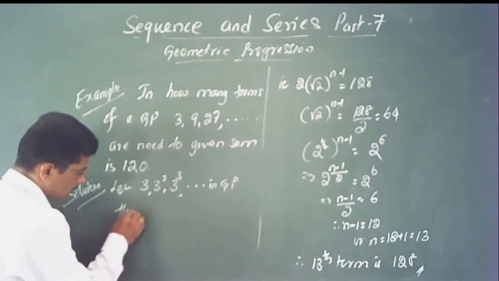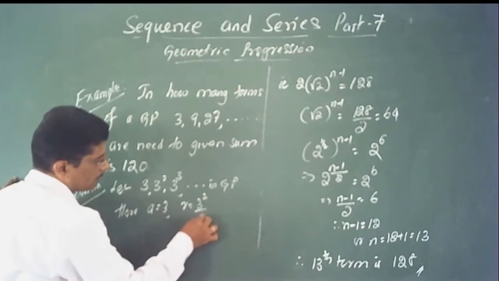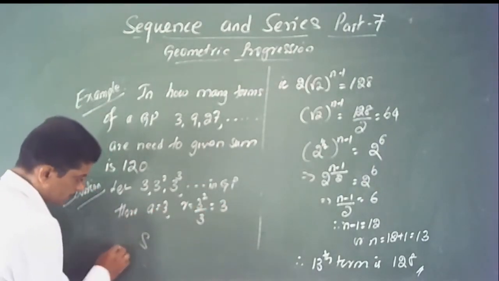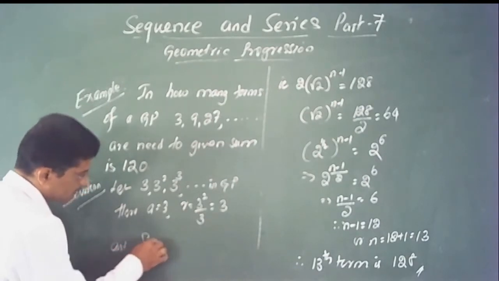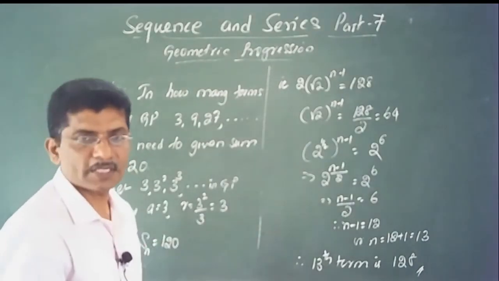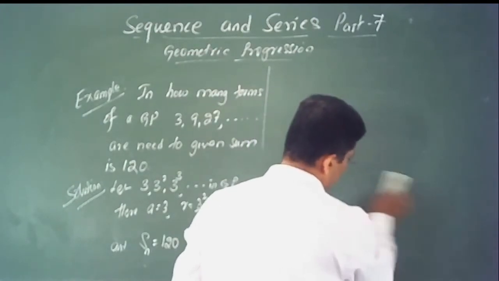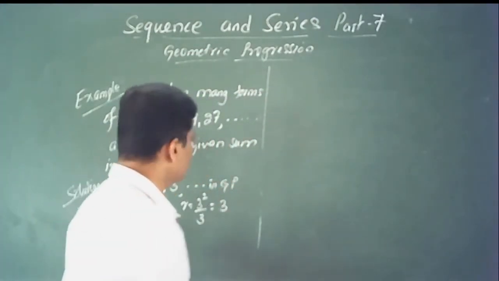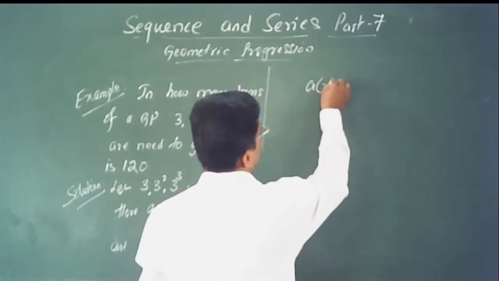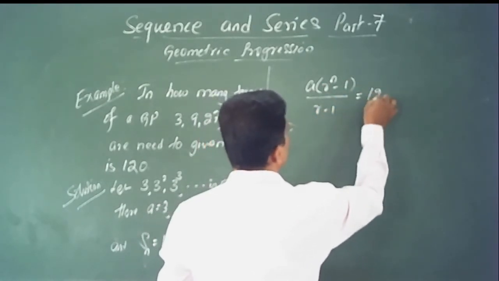Here a is equal to 3, r is equal to 3 square divided by 3, it means 3 is the GP, a and r. And also given that the sum of the first n terms is 120. Next, here using the formula, the sum of the first n terms of a GP. What is the Sn formula? Here r is greater than 1. Therefore, you can say that a times r raised to n minus 1 divided by r minus 1 is equal to 120.